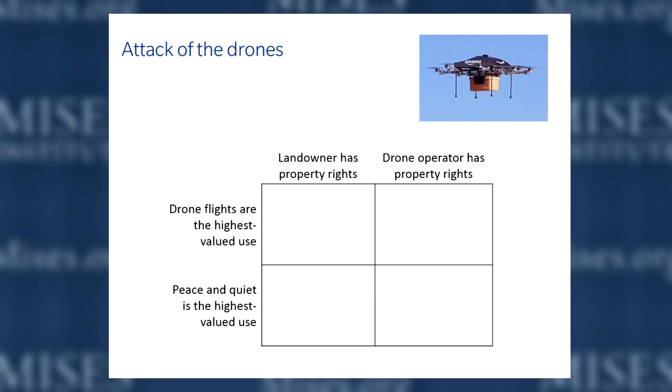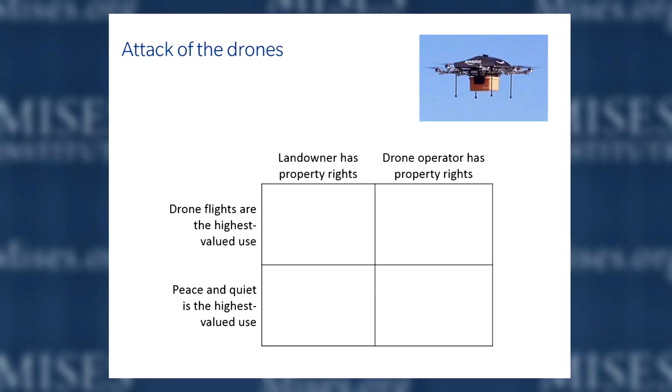Imagine that there are two legal regimes. In one legal regime, the courts rule that if you own a house, you own the air all the way up to 10,000 feet. So if anybody brings their drone over your land within 10,000 feet, that's trespass. That's a violation of your property rights. So you have the right to prevent people from flying drones over your house if you want to. So that's the left-hand column there.